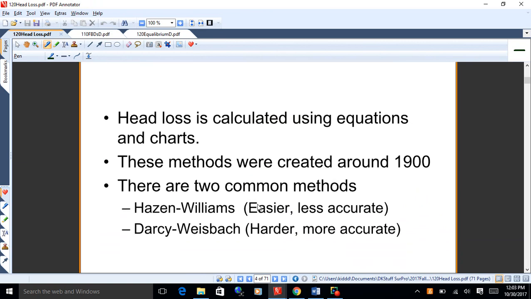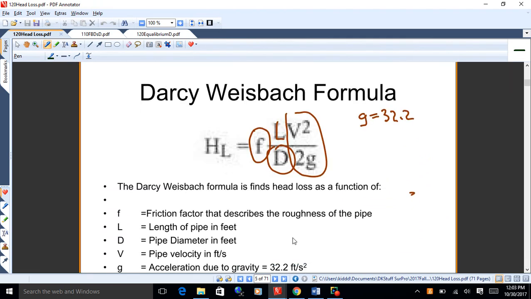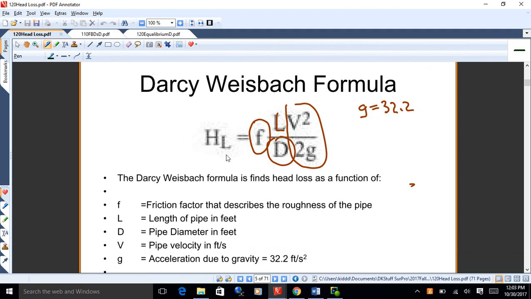There's two methods. They were both created around the early 1900s. Hazen and Williams, which is easier but less accurate, and then Darcy-Weisbach, which is harder but more accurate. Darcy-Weisbach is more theoretically derived. So there's the Darcy-Weisbach formula there.